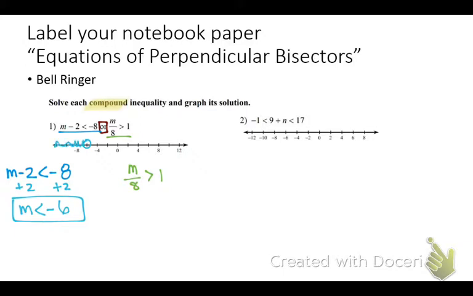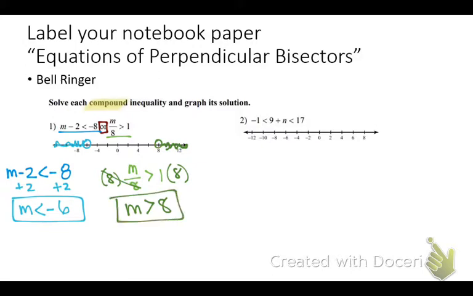My second equation, what's happening to the letter m? It's being divided by 8. What's the opposite of dividing by 8? Multiplying by 8. So then m is greater than 8. Open or closed circle? Open, and then shade to the right. Ta-da! 2 answers.